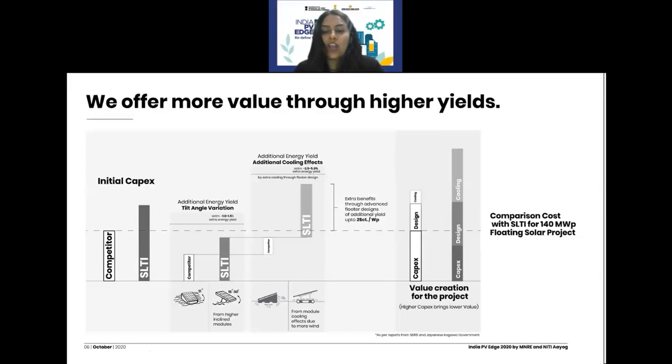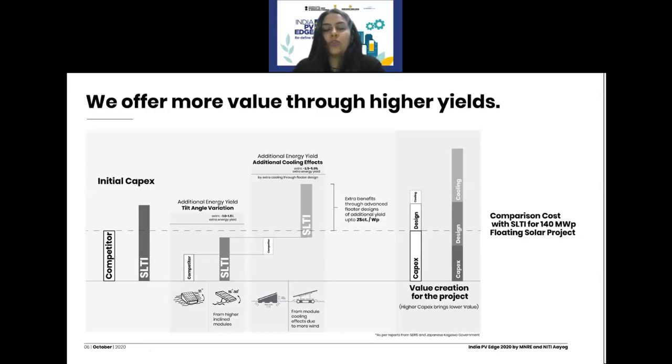Go to the next page, please. So we actually offer the lowest total cost of ownership. We actually offer a lot more value through higher yields. And this is a study that we've conducted over the course of an RFP or an RFQ, which we have been working on over the last two quarters.